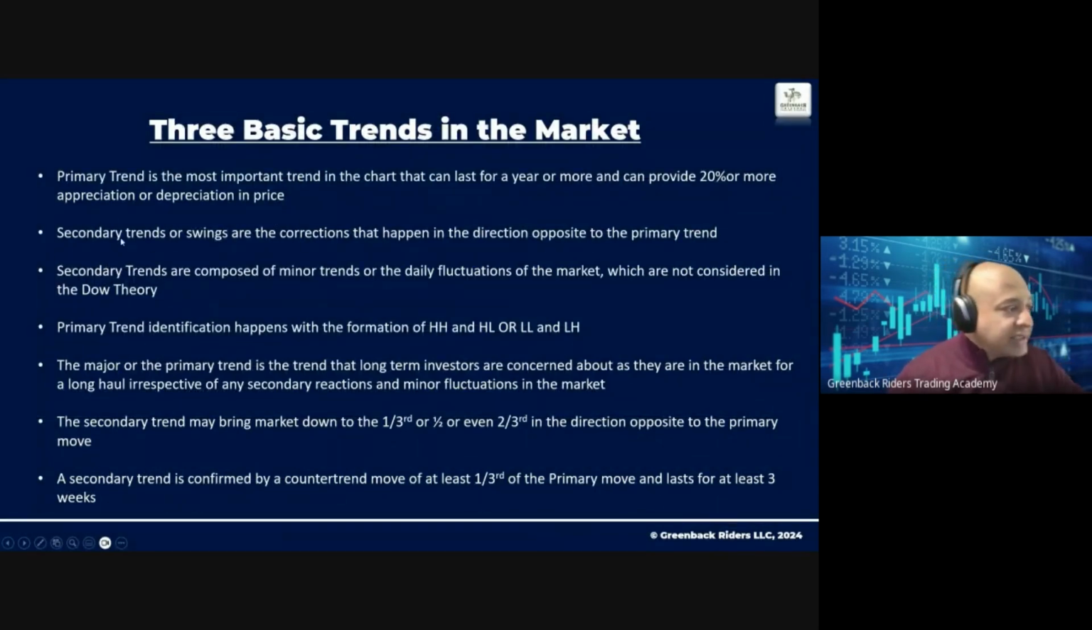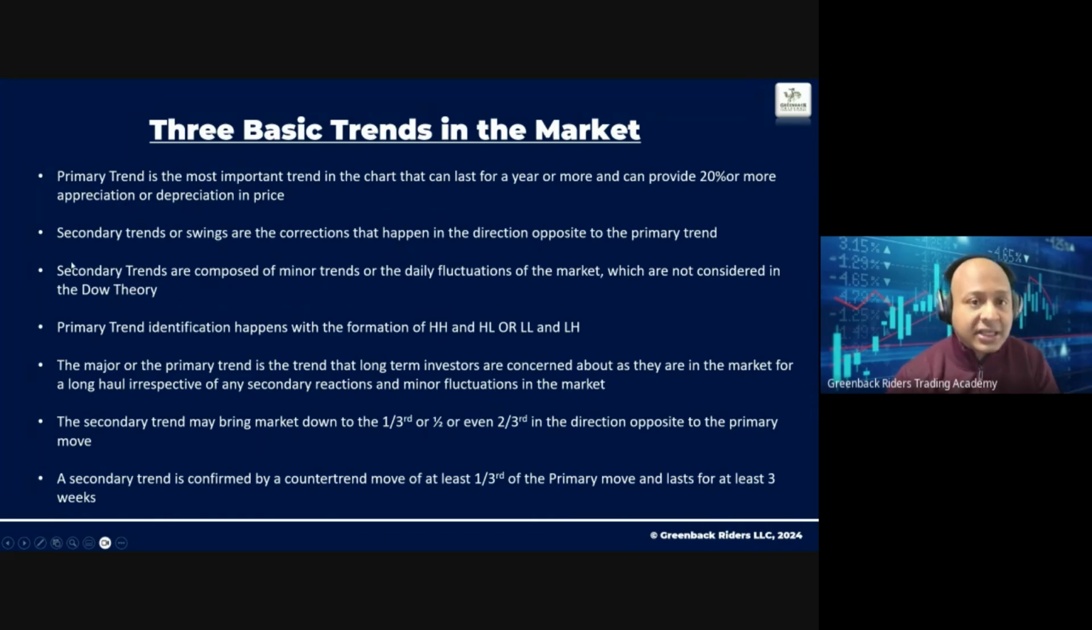Okay. So the secondary trends, this was the primary trend. The secondary trend or swings are the corrections that happen in the direction opposite to the primary trend. Secondary trends are also composed of minor trends which happen on the daily level. We call that the daily fluctuations of the market, which are not considered a part of the Dow theory. So Dow theory only considers the primary trend, and then it considers the secondary trend.